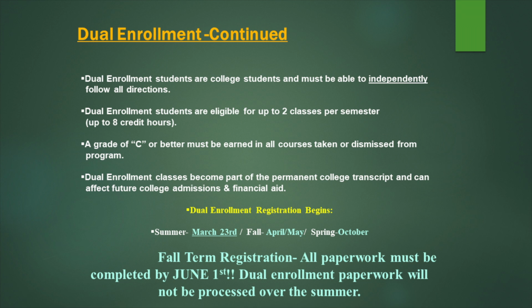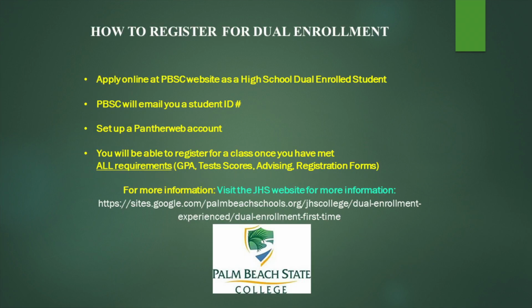Please remember, if you do decide to dual enroll, you are starting your college GPA, and the college courses will also be listed on your high school transcript. Dual enrollment students are eligible for up to 2 classes per semester, and you must earn a C or better in the class to continue with the program.